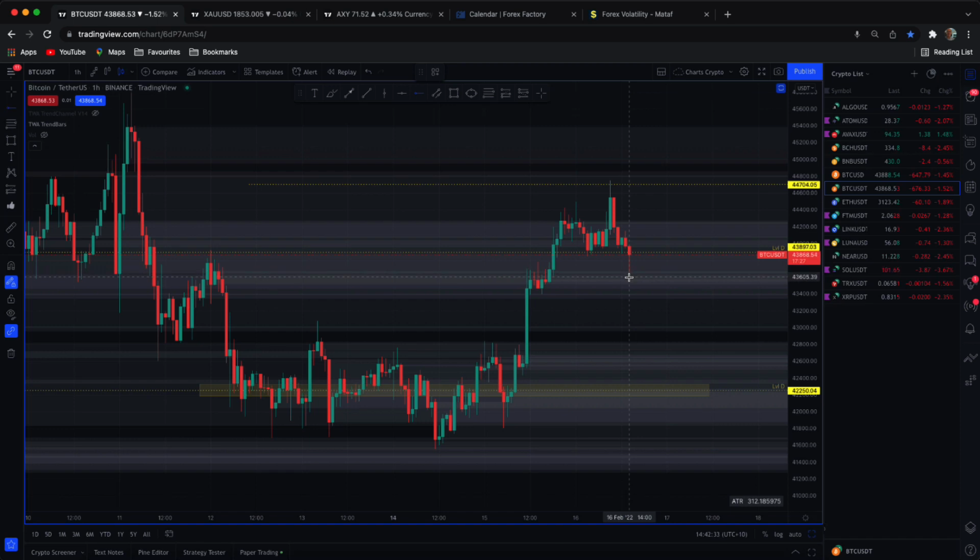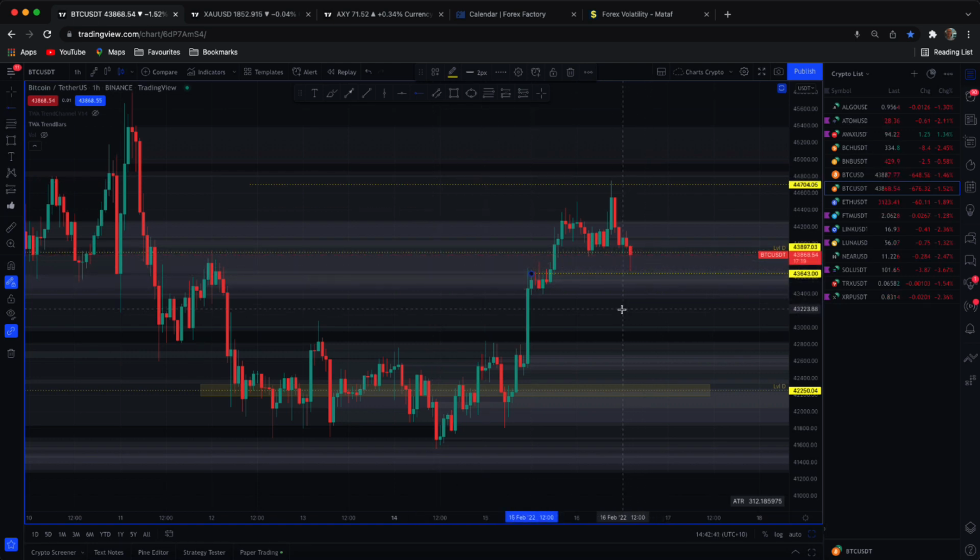So first level, we could come down to this lighter shade, the tops of these. That can be target 1, for example, if we're looking to short this. Target 2, and then target 3, target 4, target 5 if you want to. So we can do that.